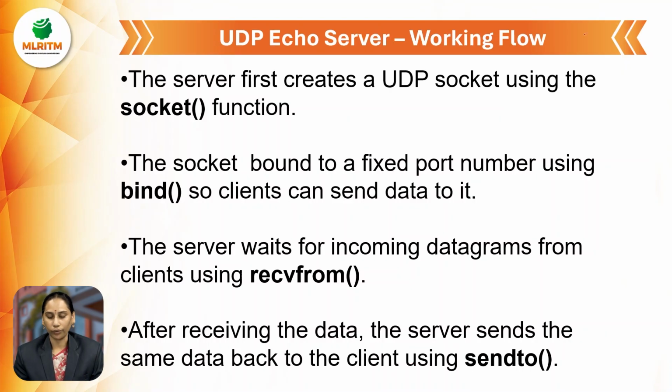UDP echo server working flow. The server first creates a UDP socket using the socket function. The socket is bound to a fixed port number using bind, so the client can send data to it. The server waits for incoming datagrams from the client using recvfrom.